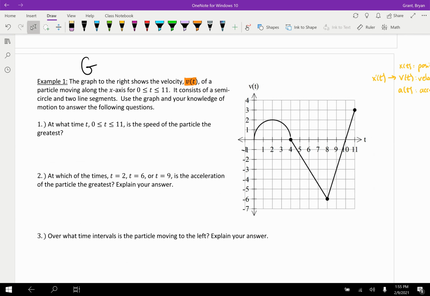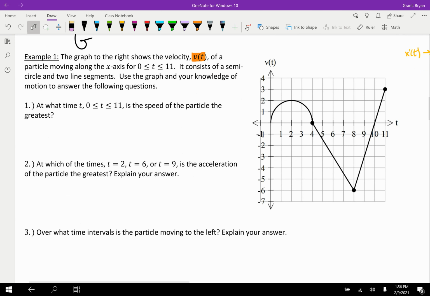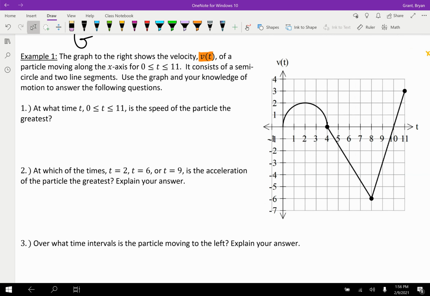The graph to the right shows the velocity of a particle moving along the x-axis, so our position function is probably x of t then, moving along the x-axis from 0 to 11. It consists of a semicircle, 2 line segments, and we should actually assume that this connects over here. The graphing software I used just didn't connect that either way, and 2 line segments. Use the graph and your knowledge of particle motion to answer the following questions. So what you really should do here is you should try these questions and then unpause and come back to me to see how you did.